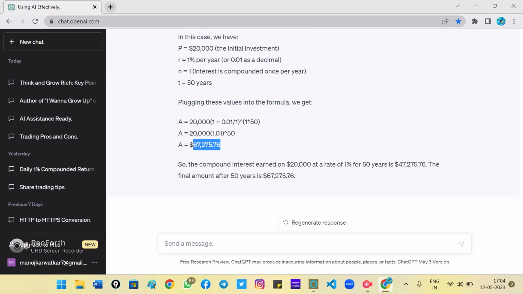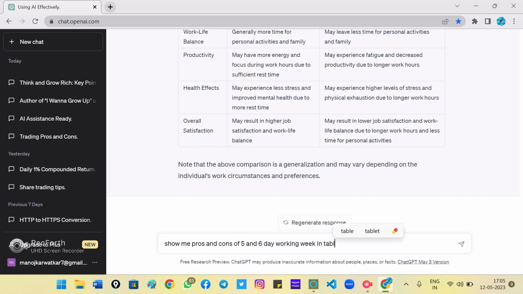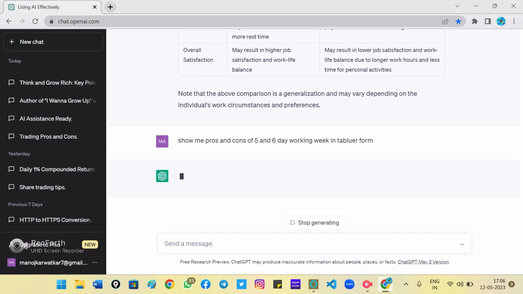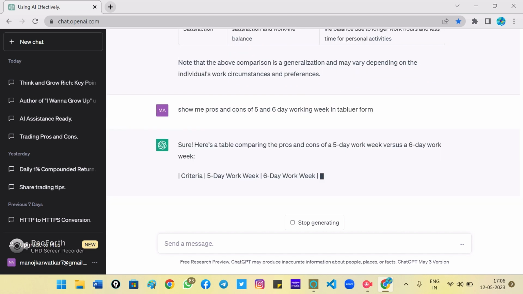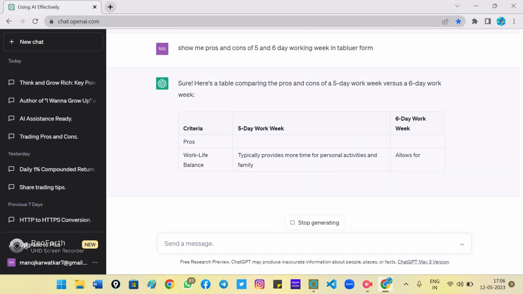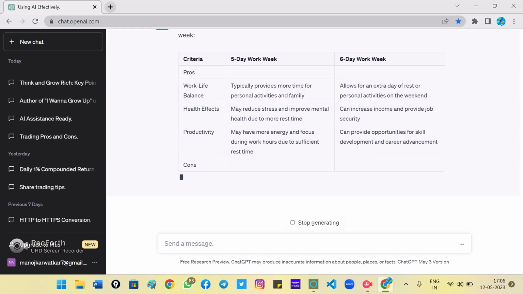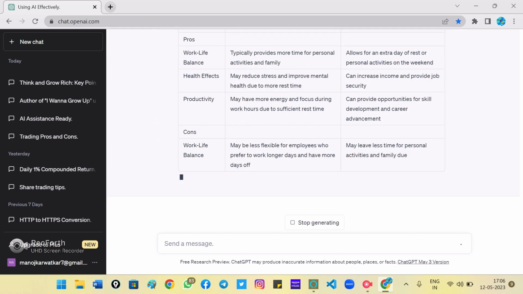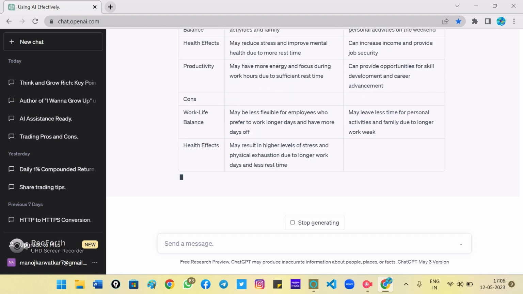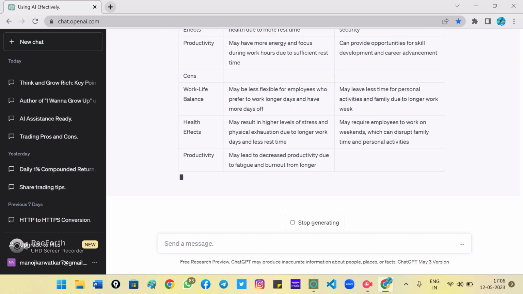So this is how we can use it. It has many other functions also, for example, comparison of things. See, pros first, 5 days, and then cons. So it is up to us how clearly we are asking the question. It is all here.